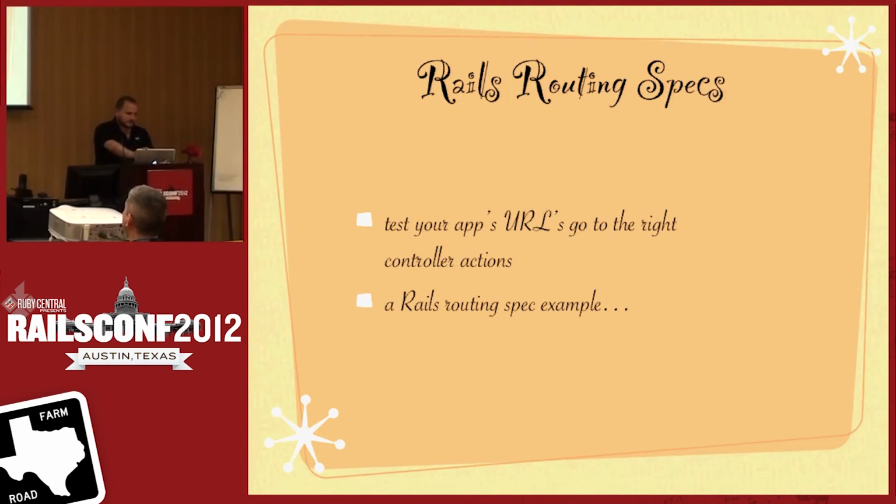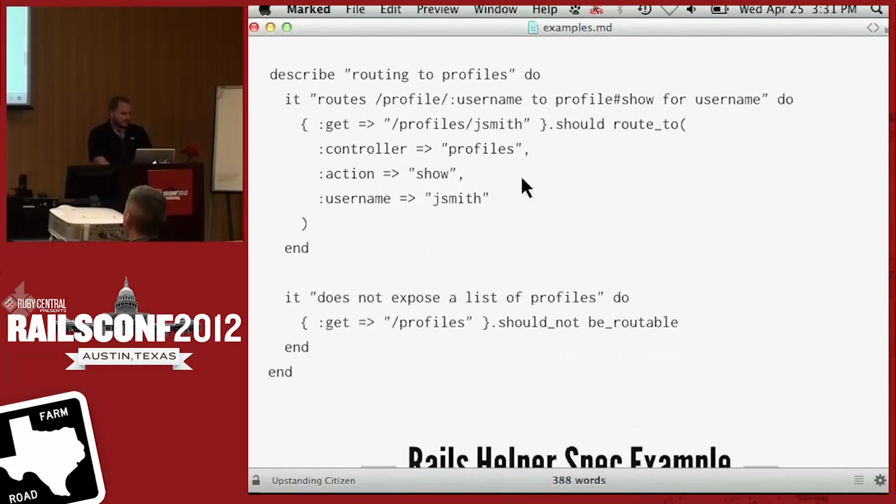Another kind of spec you might see is a routing spec. This just makes sure that your routes go to the right controller actions in Rails. And this one pretty much speaks for itself. In this case, we're going to look at a user profile for profiles/JSmith, and we want to make sure that that's a show page. So we're going to look at profile show for the proper username.